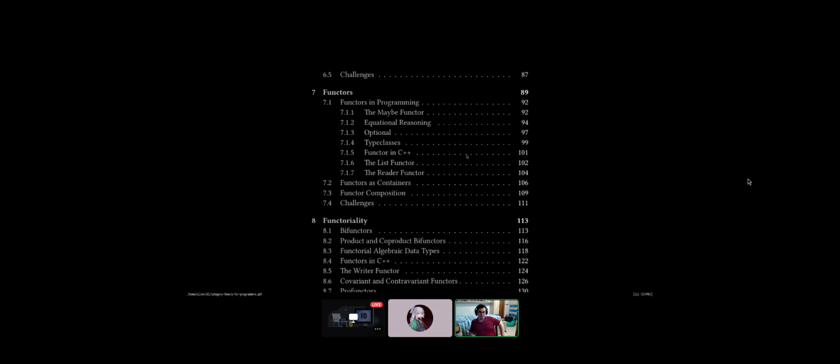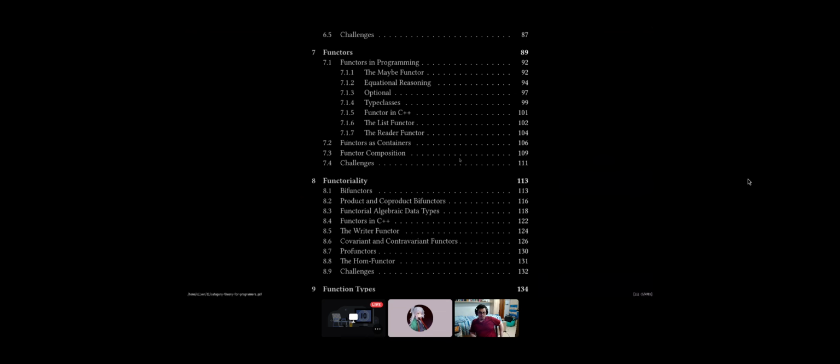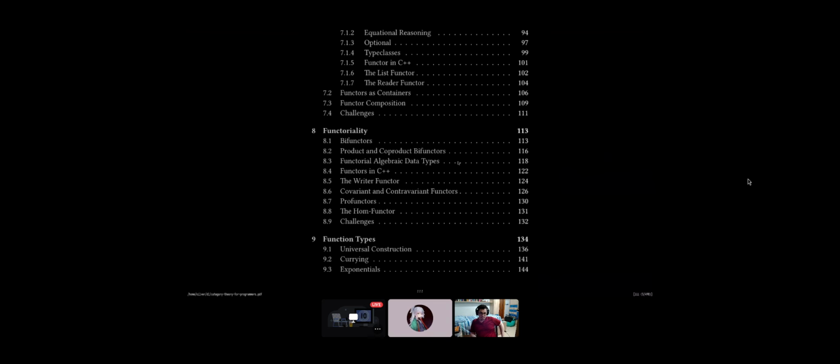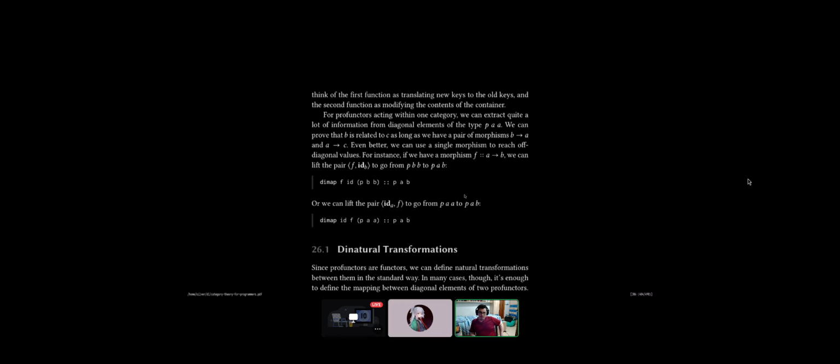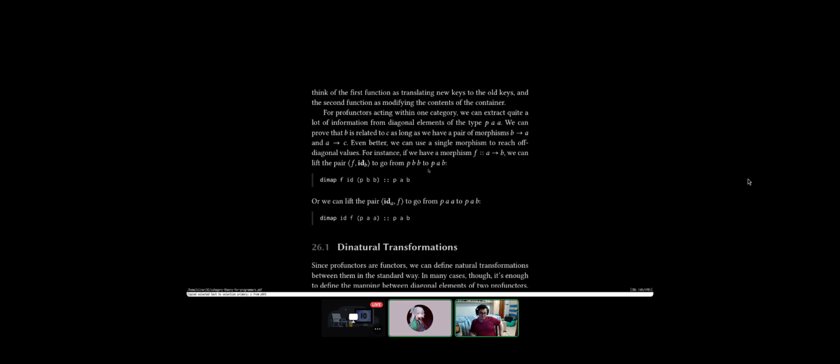I don't understand that at all. Can we go back to where we were? I think it was page 404 of the PDF. Yeah, here. So we can use a single morphism to reach off diagonal values. For instance, if you have a morphism, this, we can lift a pair that goes from PBB to PAB, and that is not a diagonal that we saw there.